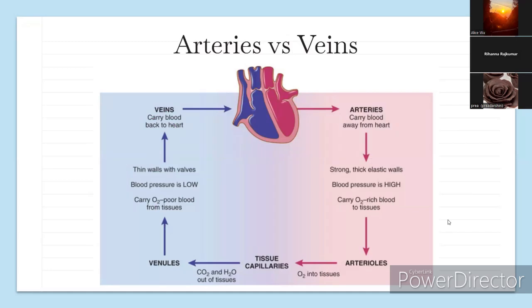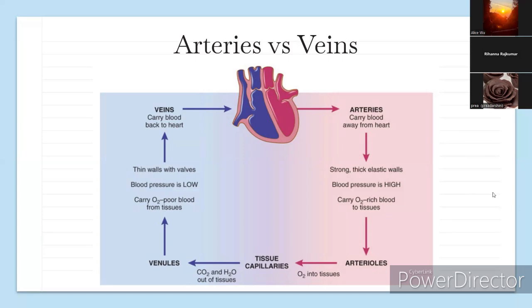Okay, so now we're going to talk a little more about the difference between arteries and veins, and this is a diagram that shows this really nicely. One of their main differences is that the blood pressure in arteries is high and the blood pressure in veins is low. Because the blood pressure in arteries is high, they need to have strong elastic walls. So that's why the arteries have thicker walls than the veins. And since blood pressure is low in the veins, that means that they have thinner walls.